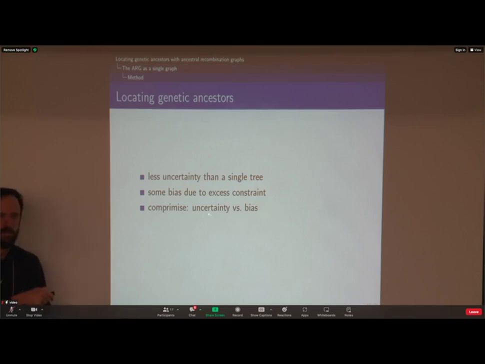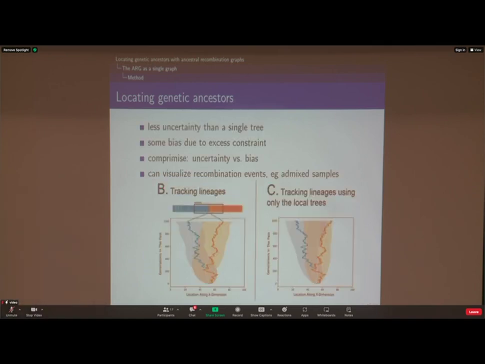So there's some balance between using more information, so we want less uncertainty, we use more trees, but we also get a little bit more bias as we use more trees because of model misspecification. So we think that a windowed approach lies somewhere in between, and how big your window is depends on the problem you're interested in.